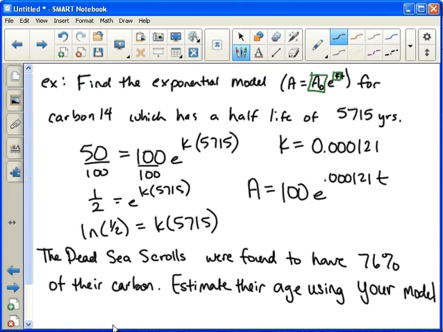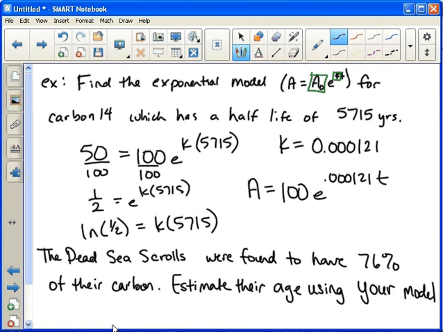Now let's look at this example they give below. It says the Dead Sea Scrolls. If you're not familiar with those, there are some documents that were found, I think in the early 1900s, that are actually very old copies of Scripture. So they're old copies of the Bible, basically, or at least of the letters and the books that make up the Bible, that were found in a cave in the early 1900s. So the Dead Sea Scrolls were found to have 76% of their carbon. Estimate their age using your model.